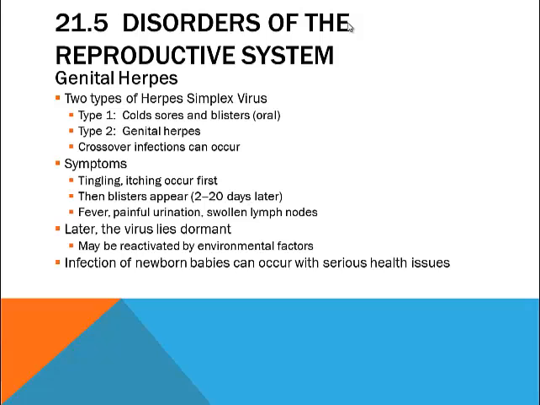Our next disorder of the reproductive system is known as genital herpes. There are several types of herpes. Type 1 is known as oral herpes and includes cold sores and blisters. Type 2 is genital herpes. Blisters are going to rupture, forming painful ulcers. It usually takes between 5 days and 3 weeks to heal. Crossover infections can occur, meaning you can get genital herpes in the mouth and you can get oral herpes on the genitalia.